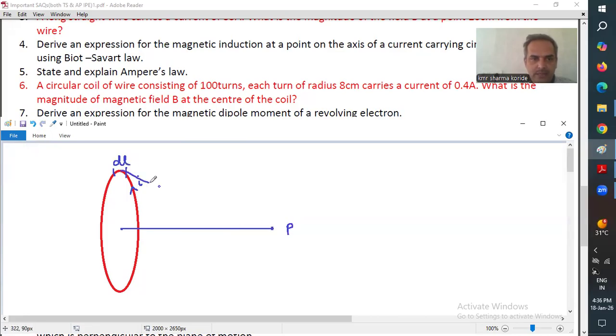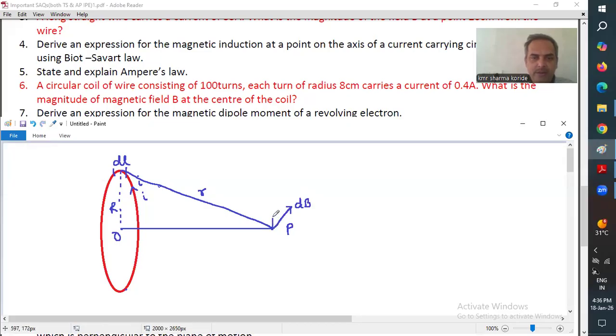Now let us draw a line joining the element of length dl and point P. It is called r. This is the radius of the circular coil, and this is center O. Now take this as the circular coil carrying current I. So it definitely forms a magnetic field around it. Now at this particular point in the space, the magnetic field will lie in the XY plane. So let us say this is dB.